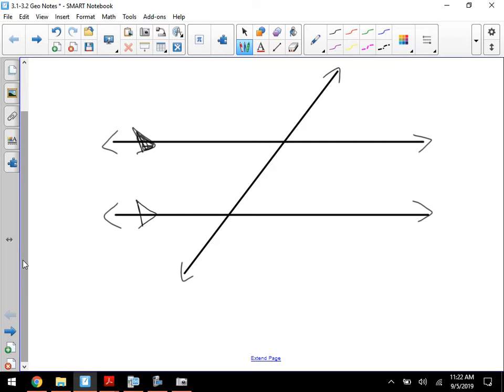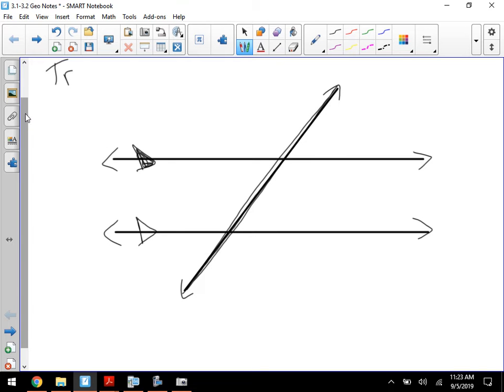The other thing that's on here is this diagonal line I drew here. This is something new. You might have heard of it before. It's called a transversal.